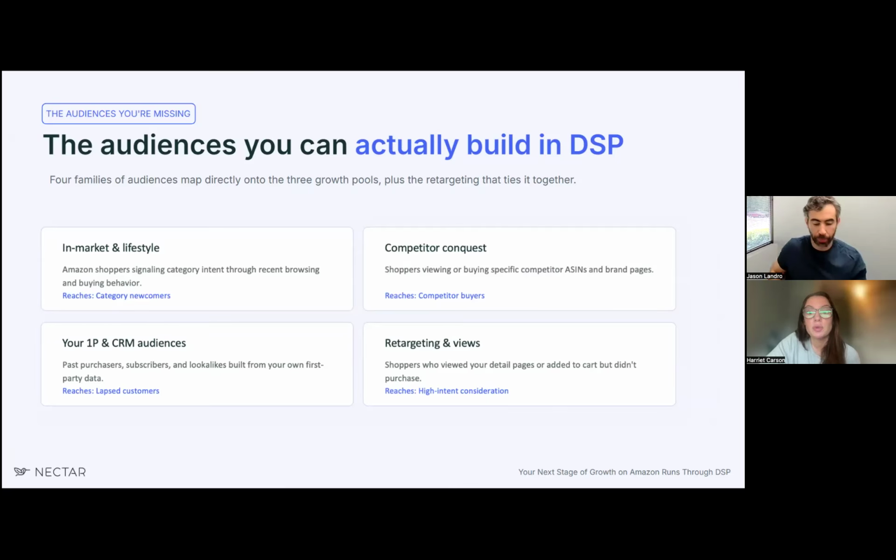There's also users who have purchased your products prior or who have visited your product detail pages but haven't purchased. That's retargeting. These are shoppers who viewed your products, added something to the cart, visited your store, or engaged with your brand but just didn't convert.